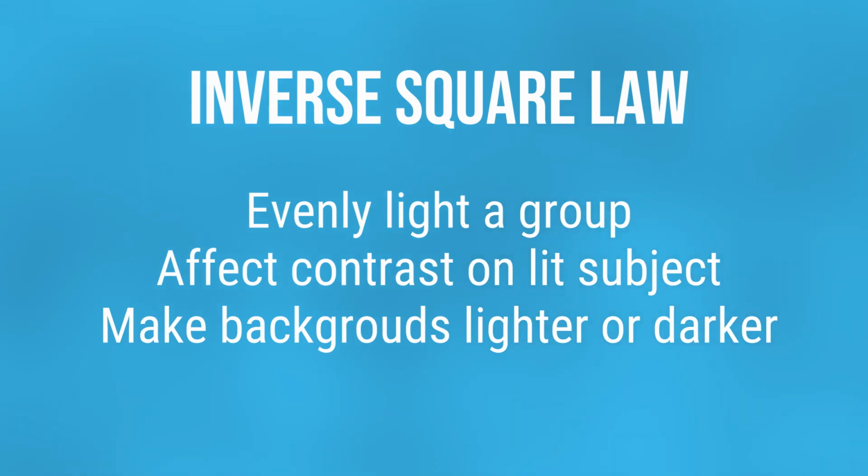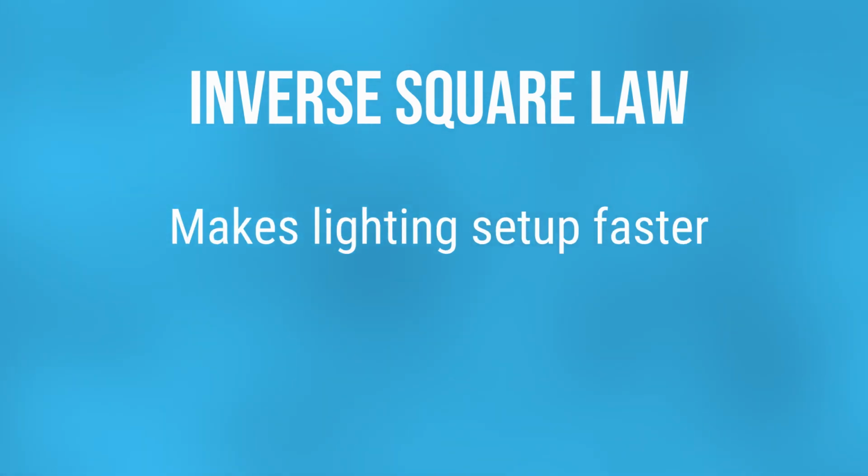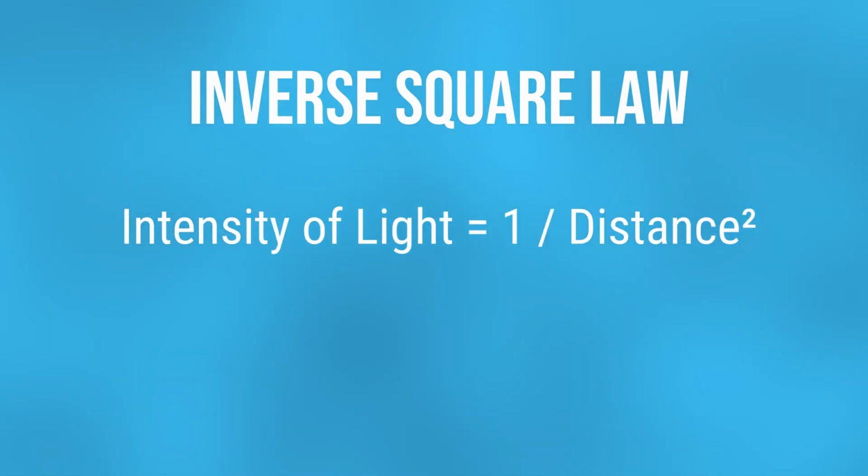So I hope you've understood now one of the most important principles of light, the inverse square law, and how to use it to solve lighting problems. It's intuitive, but knowing the science behind it will take the guesswork out of setting up your lights. Speaking of science, here's the mathematical equation. Intensity of light equals 1 over the square of the distance.